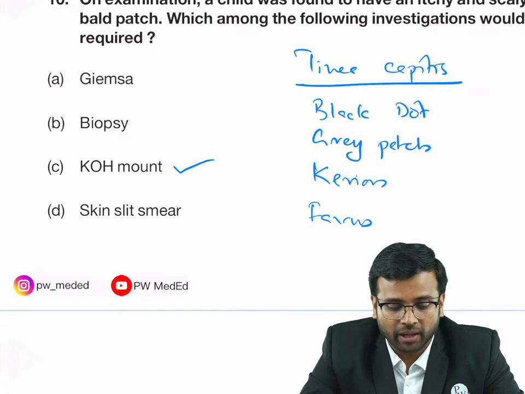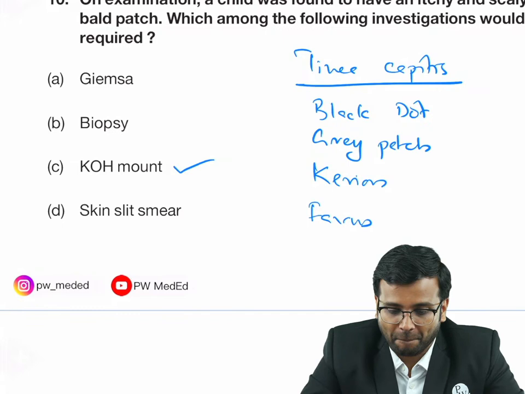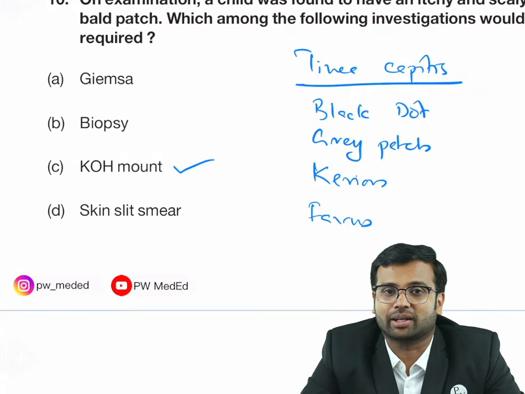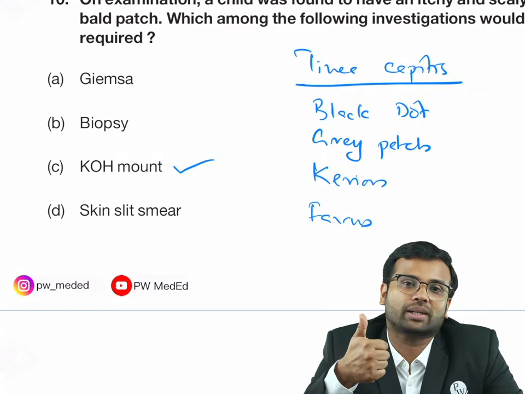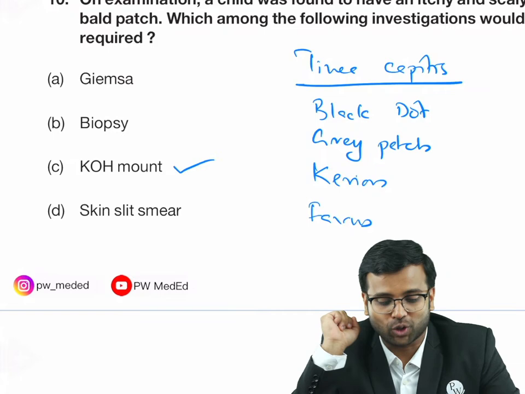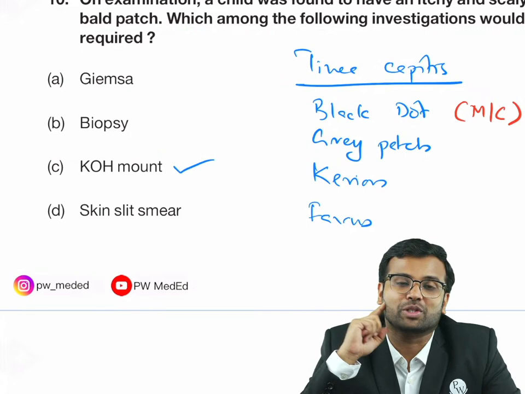Now among all these types of tinea capitis which I have listed right now, yes, very good, Dr. Bhargavi. Can you tell me which is the most common type of tinea capitis? Is it black dot? Is it gray patch? Is it kerion? Is it favus? The most common type is going to be black dot.